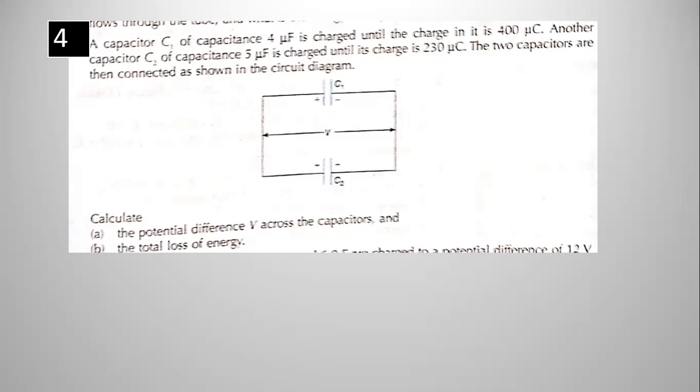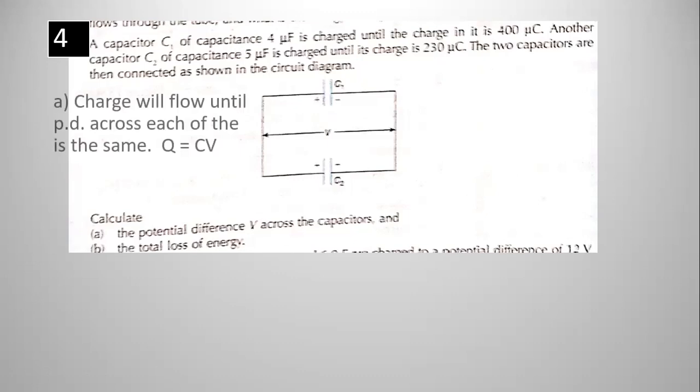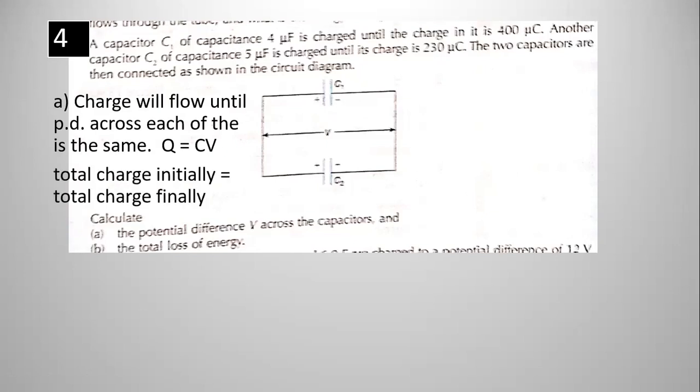Okay, let me try. The C1 is 400 divided by 4, you get 100. The other one is 230 divided by 5, you get 46. Is it correct? Conservation of charge first, and the potential must be the same. The charge will flow until the PD across each of them is the same. Then you use your Q equals CV to calculate: the initial charge equals the final charge.